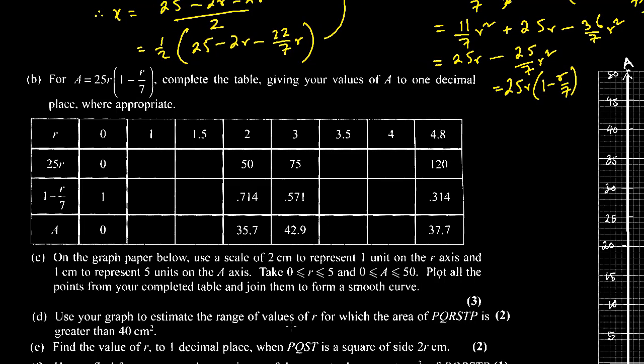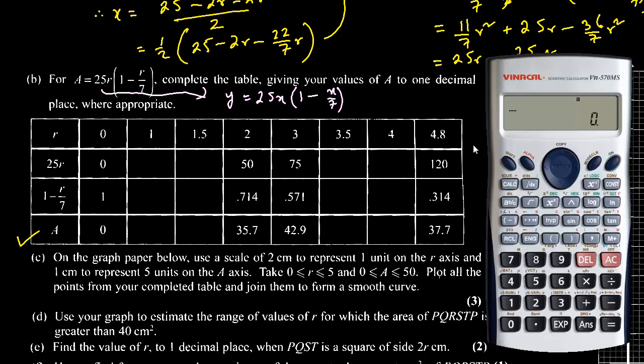So in the next question, what we have to do is fill up the table. Usually it is a Cartesian equation where we have x and y, and instead here they're giving us an expression for area. So instead of the x-axis we have r, the radius, and instead of the y-axis we have A, the area, and the values of r are given. All we have to do is put the values of the y coordinate, or A, here. Then A would be y, and it would look like 25x times 1 minus x by 7. This is what it would look like.